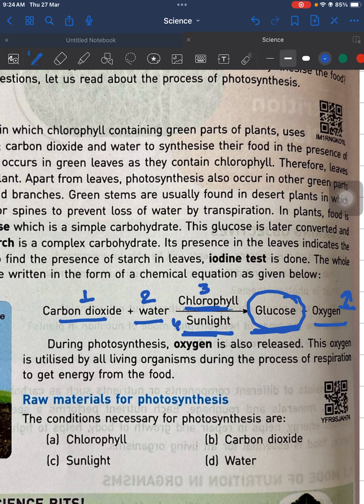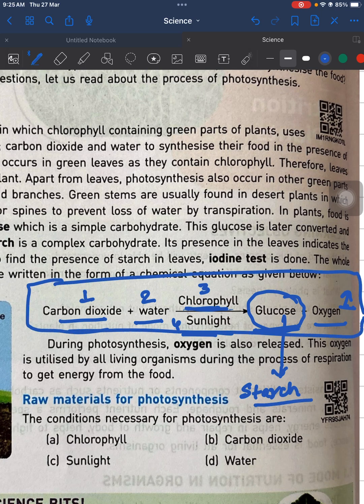Okay, so the green plant in presence of sunlight and chlorophyll pigment takes carbon dioxide and water and synthesizes glucose. This glucose is later on converted into starch. So this is the reaction of photosynthesis. We can find out the presence of starch by a simple test called the iodine test. If we pour the iodine solution on the starch, it will turn blue or dark blue, black color.